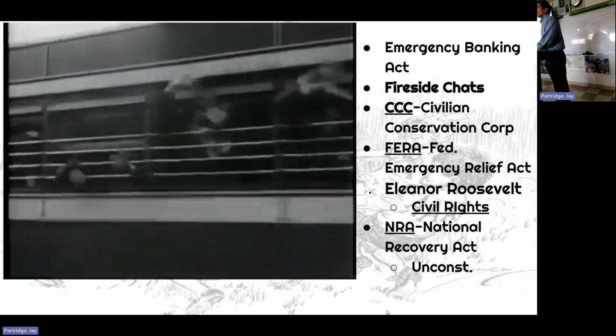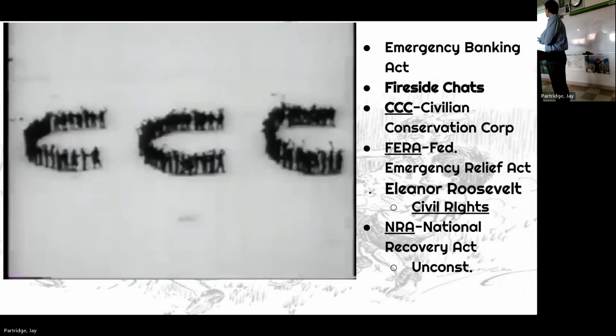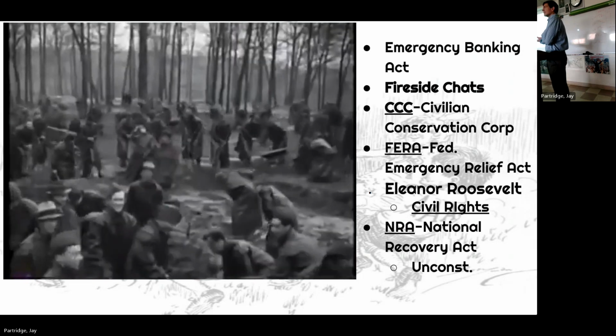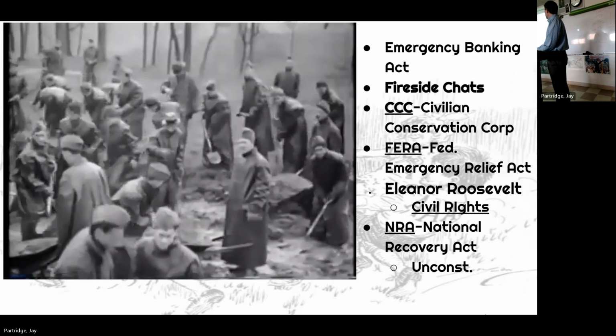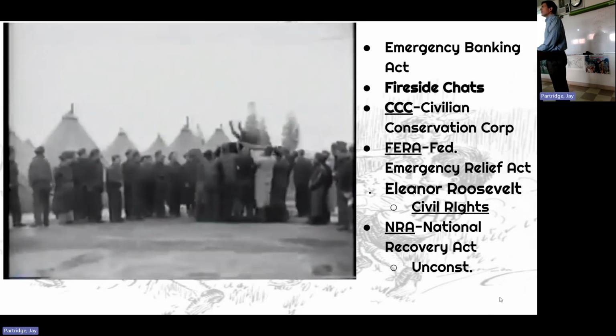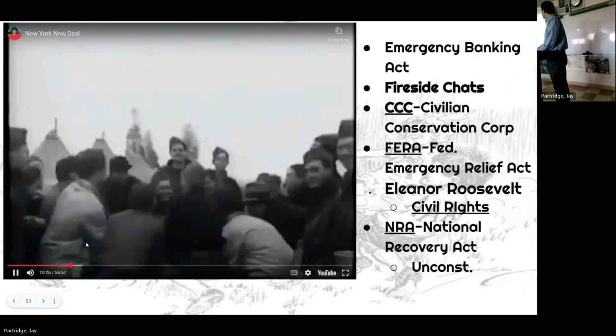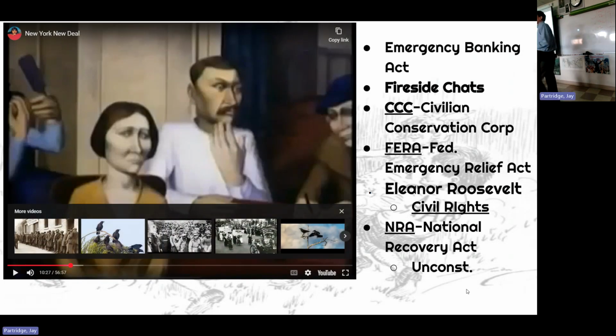Young men were unemployed in droves. So they dressed them up in surplus army uniforms, World War I, and sent them out. So that's just a couple examples of it. So the CCC will go out.